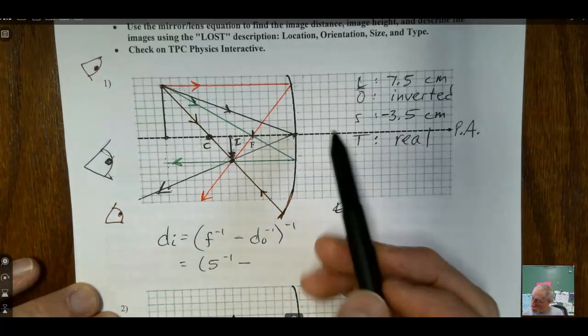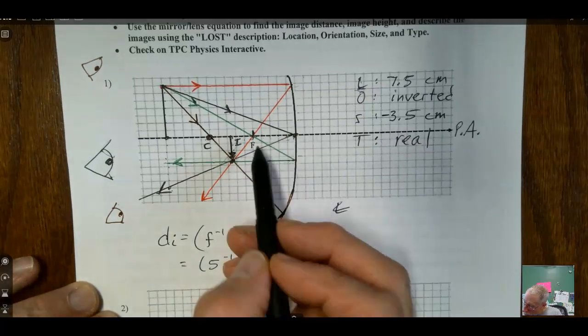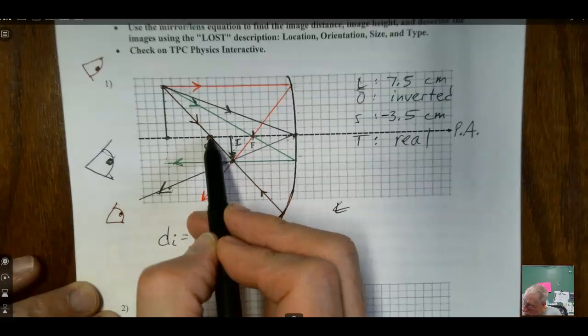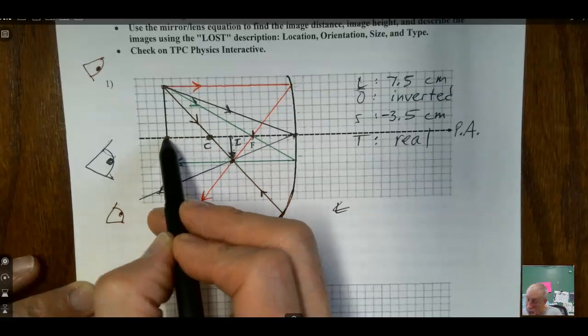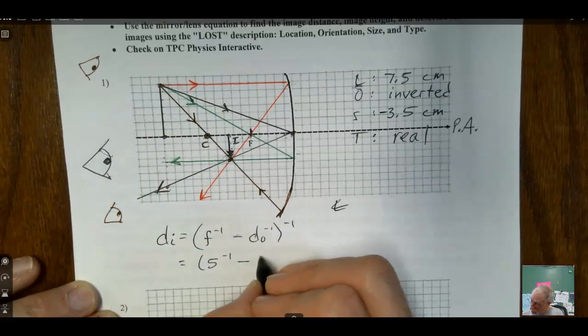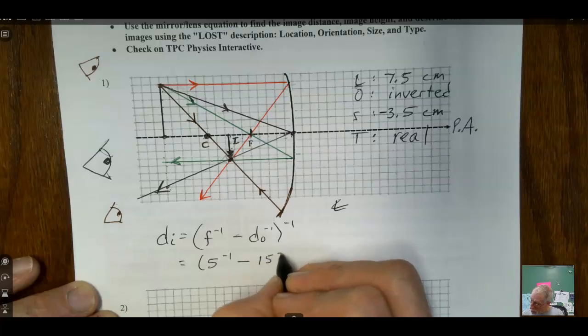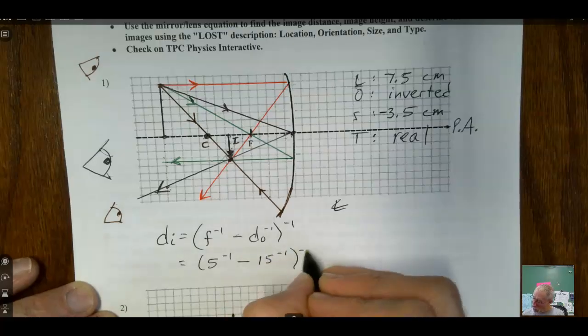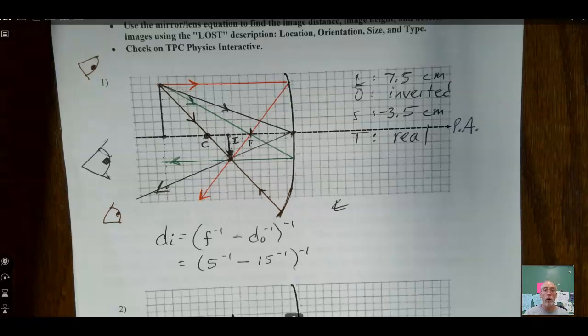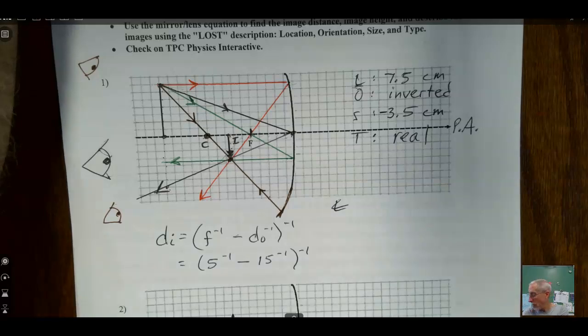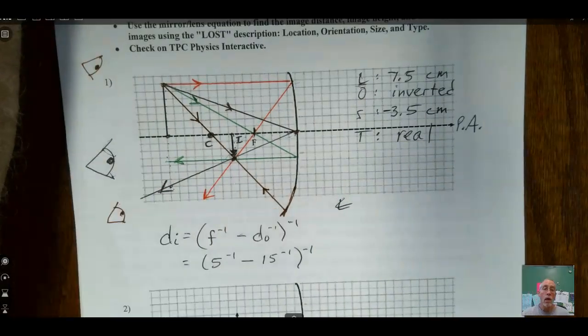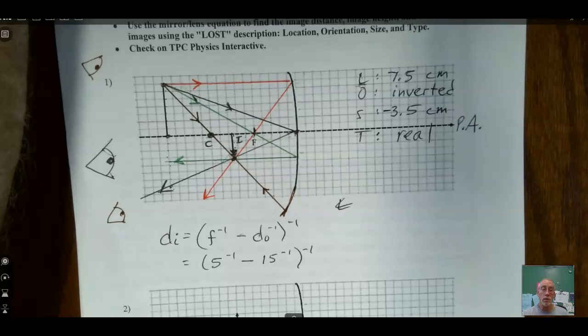And then the object distance. So here's 5 more, and then 1, 2, 3, 4, 5. So 15 is the distance that the object is from the mirror. Okay, so we're going to take the inverse of 5, subtract the inverse of 15, and then we're going to invert that. That's what this -1 here is, and it will give us the answer. I'm just going to pause this, run this through my calculator, and we'll see what we get.